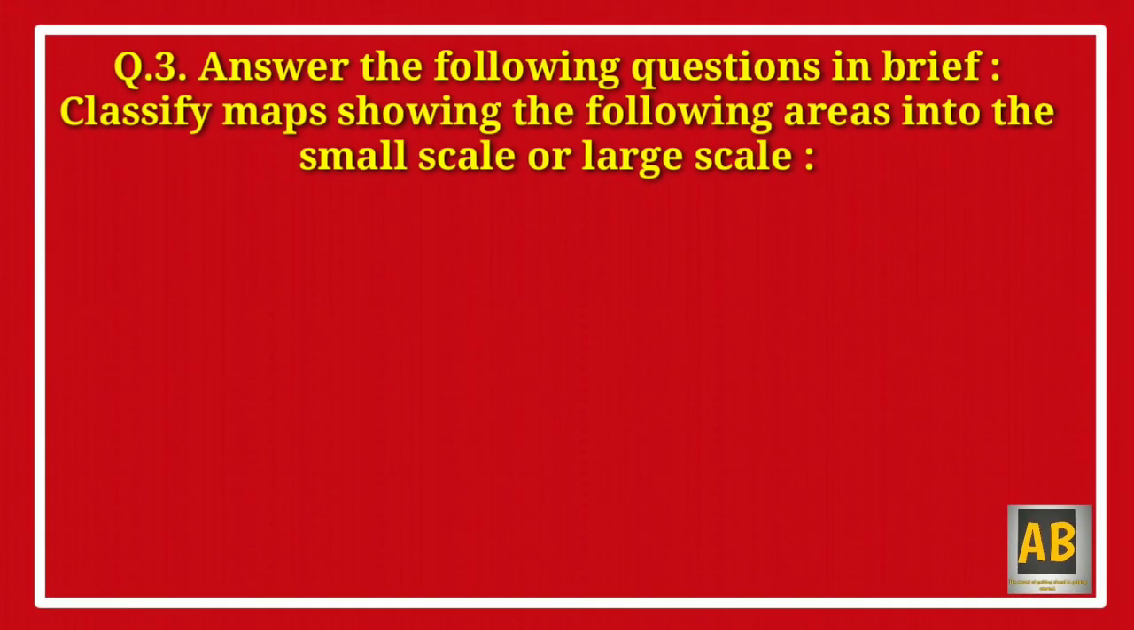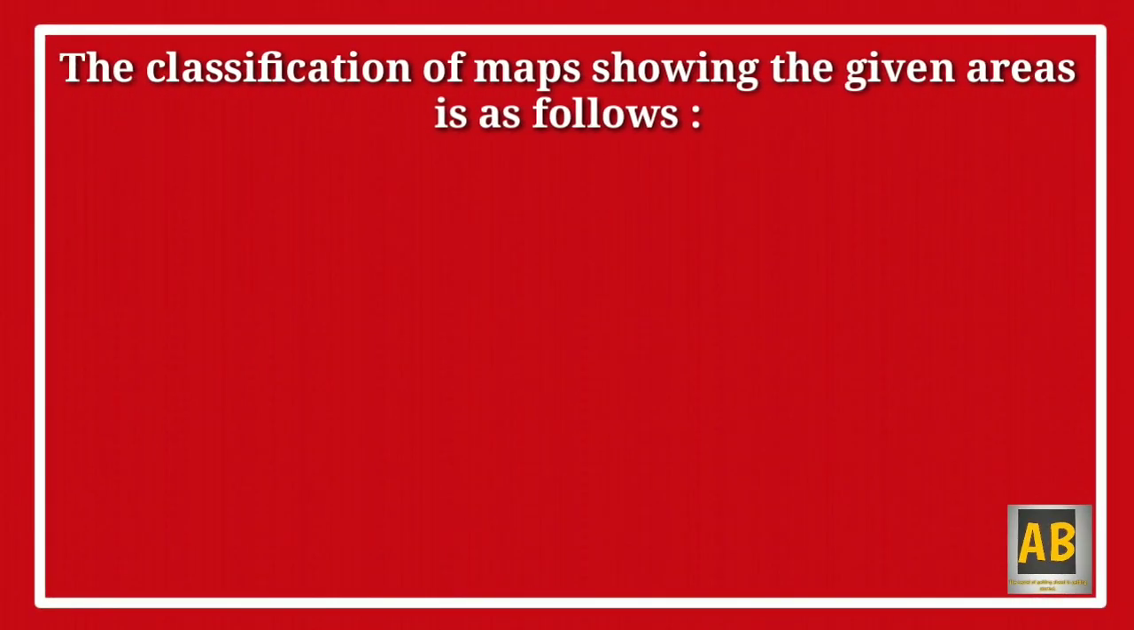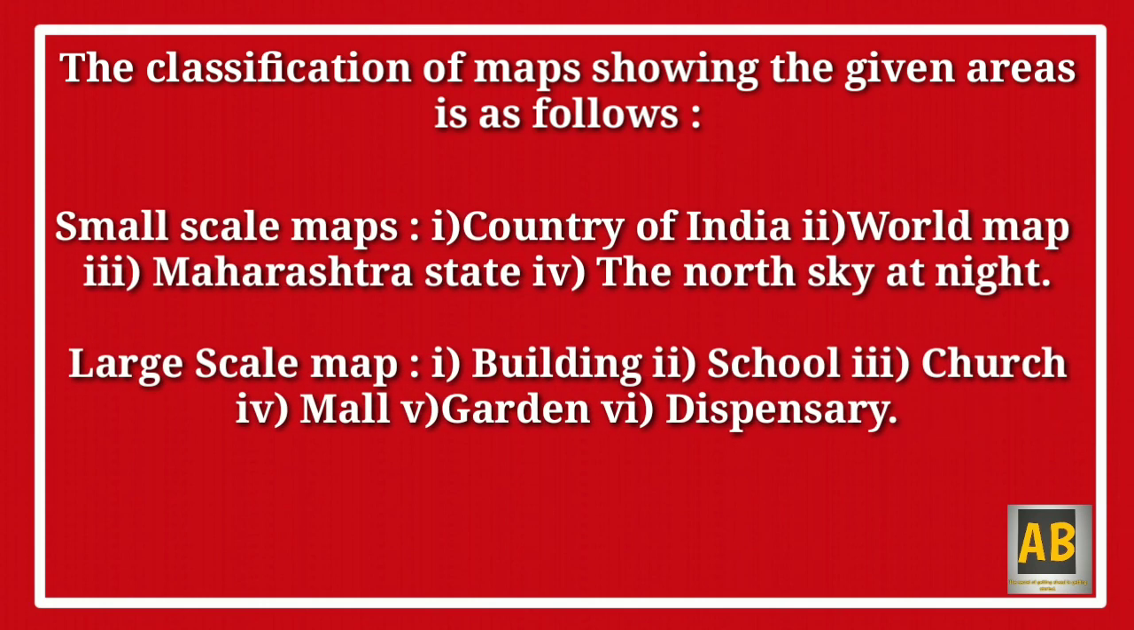Answer the following questions in brief. Classify maps showing the following areas into small scale or large scale. The classification of maps showing the given areas is as follows. Small scale map: country of India, world map, Maharashtra state, the north sky at night. Large scale map: building, school, church, mall, garden, dispensary. Let's move on to the next question.